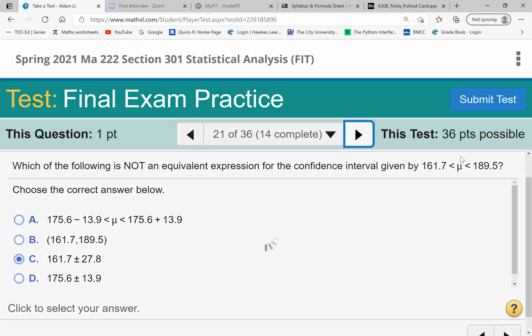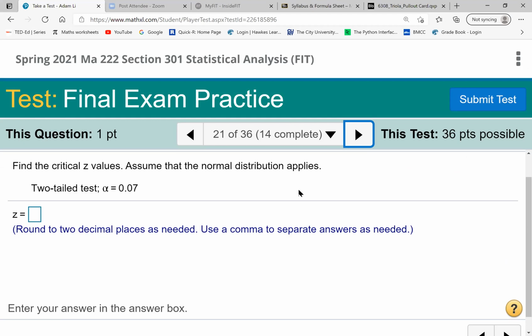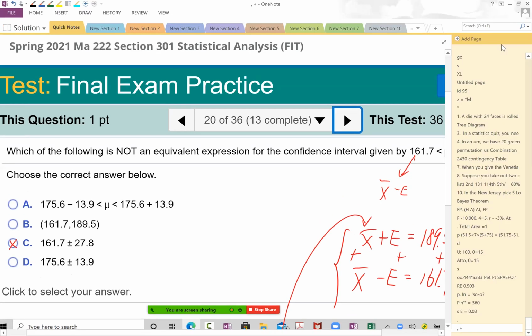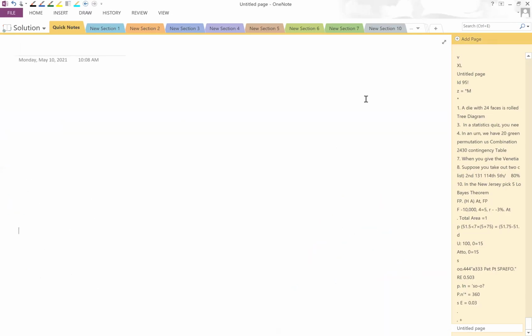Okay, and let's see, 21. All right, so they want you to find a critical z-score here. Now the confidence level is not one of those 3 special ones. We have 90%, 99%, 95%. Those 3 are special ones. And when alpha is equal to 0.07, what it's saying is we need a 93% confidence level, right? That's what it is. So based on that, we'll be able to find our critical z-score.